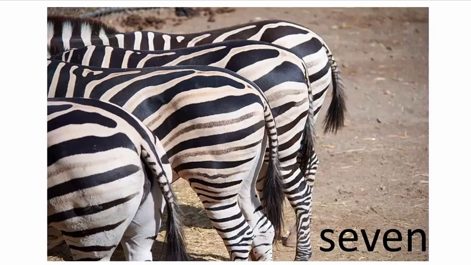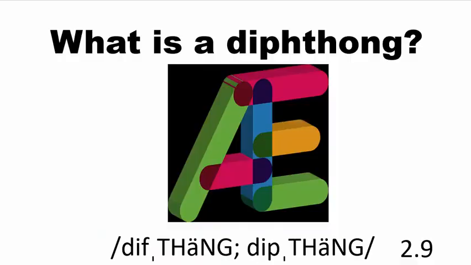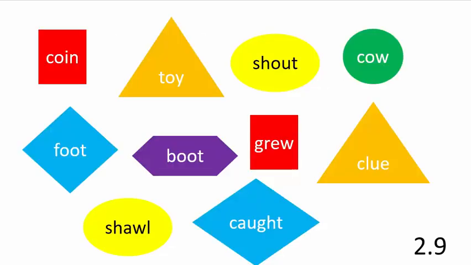The final syllable pattern looks like the vowel team orthographic pattern, but sounds like a diphthong instead of a long or short vowel sound. What is a diphthong? A diphthong is a sound formed by the combination of 2 vowels in a single syllable in which the sound begins as one vowel and moves toward or glides into another. Here are some examples. Listen for the vowel sounds made in the key words: coin, toy, shout, cow, foot, boot, grew, clue, shawl, caught.